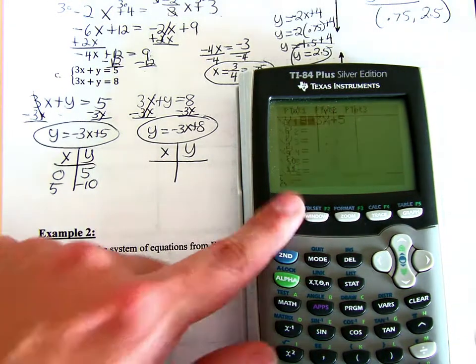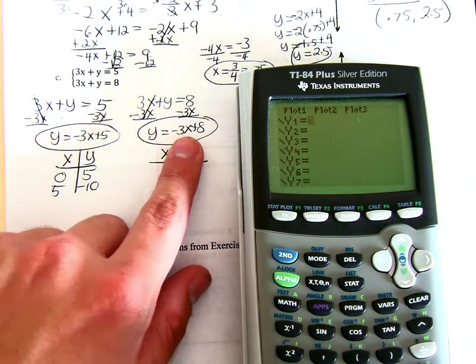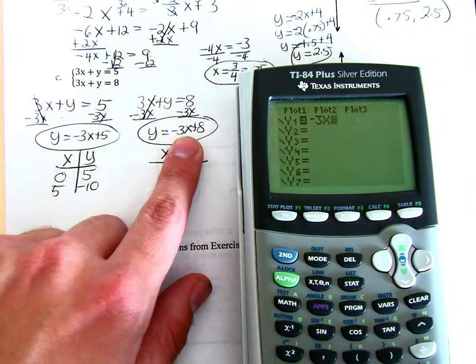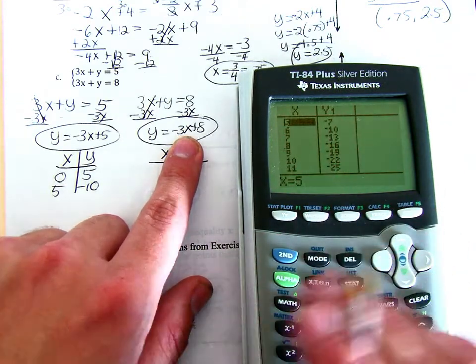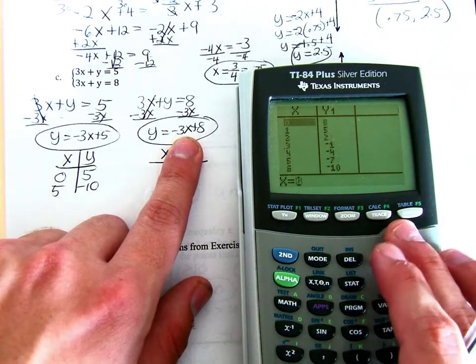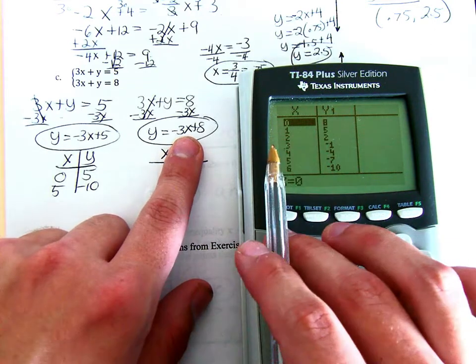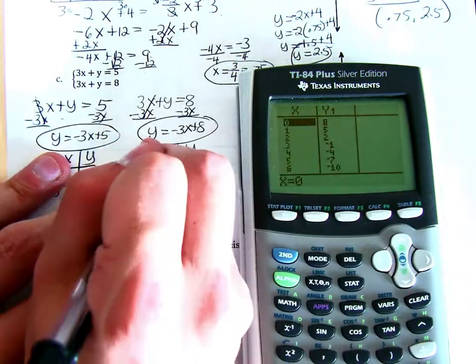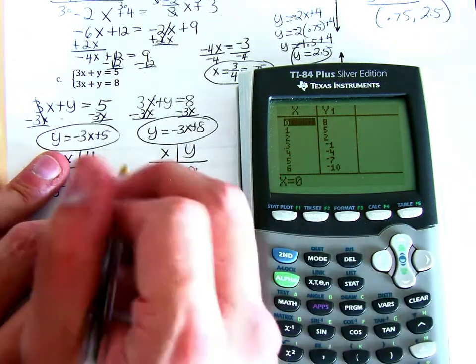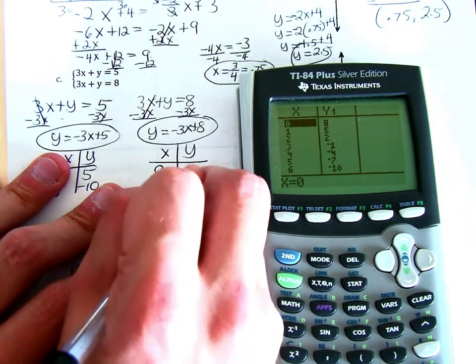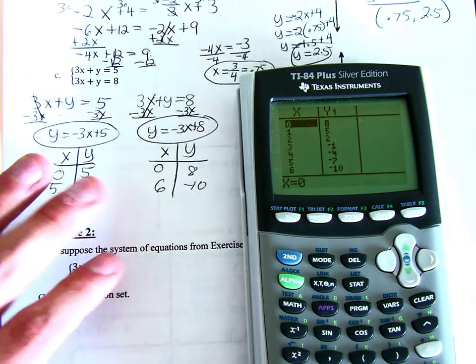Okay, so now I'm going to go back to the y equals. I'm going to type in negative 3x plus 8. Then I'm going to do second table. So now I have my table of values. So I always kind of want to look at 0. So I'm going to start with 0, 8. And I'm just going to pick another one, 6, negative 10.